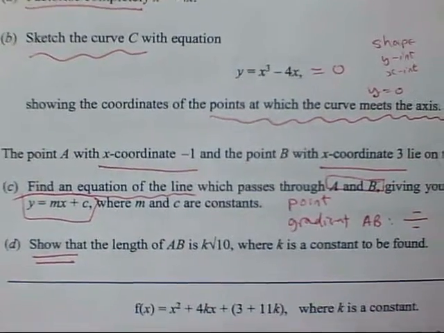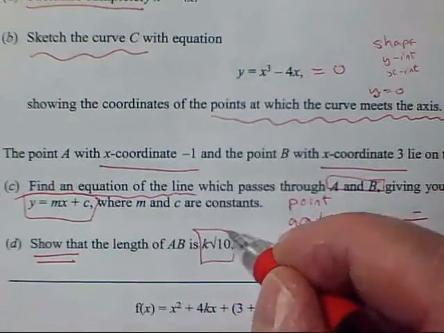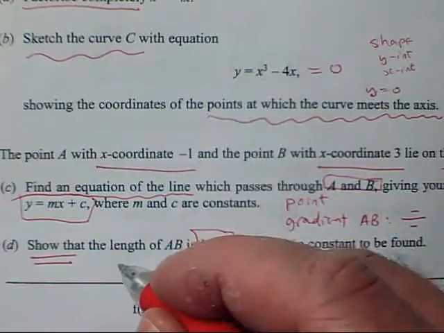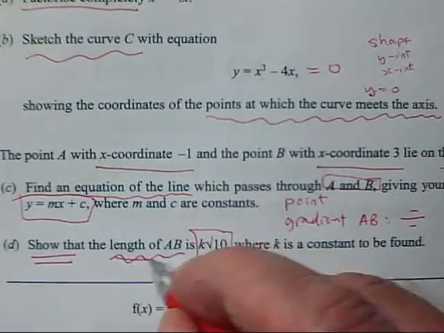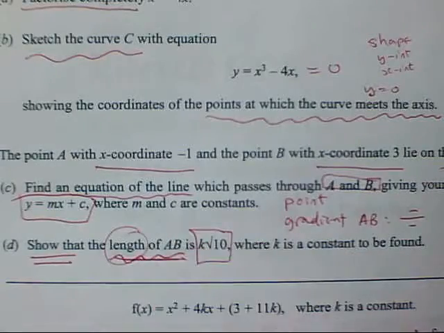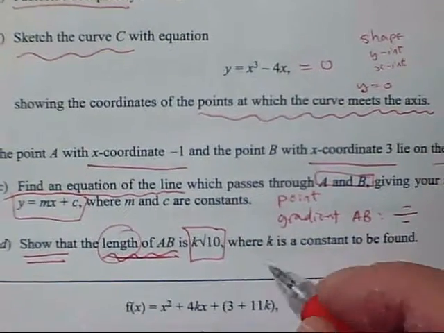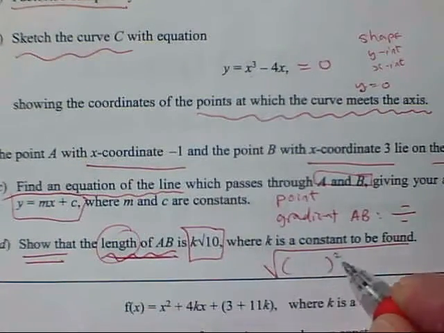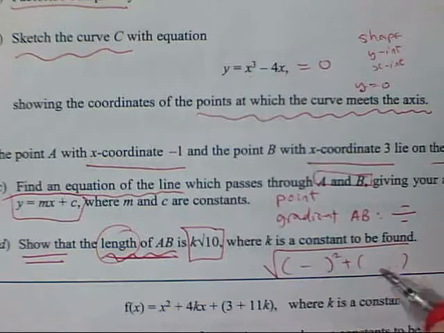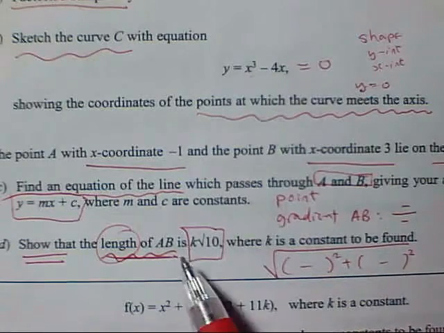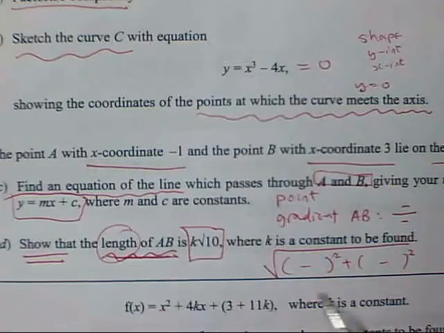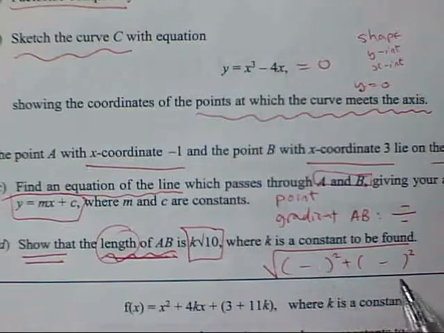Then D, oh, it's our first show that on this paper. A show that question means that our answer is going to look like this. So it's telling you the endpoint. The trigger for the start is the length of AB. A length is the same thing as a distance. Your distance recipe is the one that looks something like this. Okay, subtractions in there. Oh, and I've got the coordinates of A and the coordinates of B, so filling this in should be really easy.